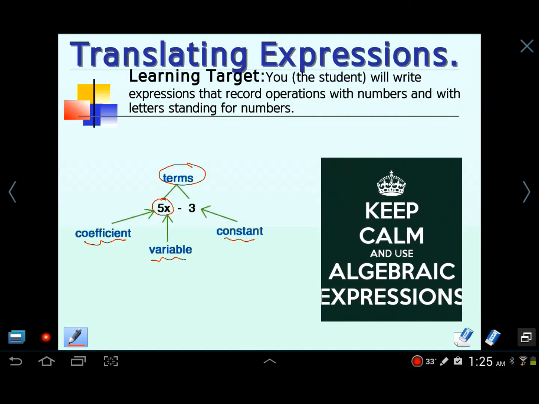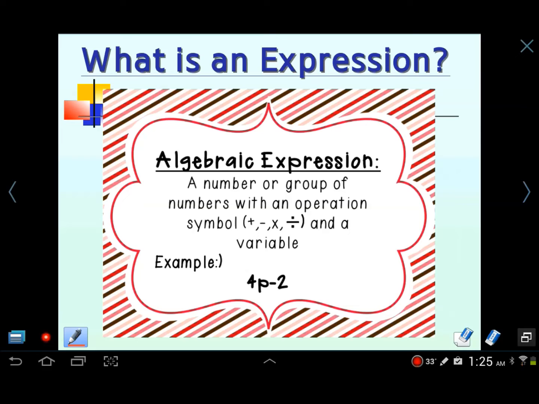Our learning target today is you, the student, will write expressions that record operations with numbers and with letters standing for numbers. Sounds kind of confusing. You're going to be dealing with things like that. Okay, that is what we call an algebraic expression. So what is an expression? An algebraic expression is a number or group of numbers with some type of operation symbol: plus, minus, multiplication, division. In this particular example right here, you'll notice that there really isn't any symbol, but it's implied.